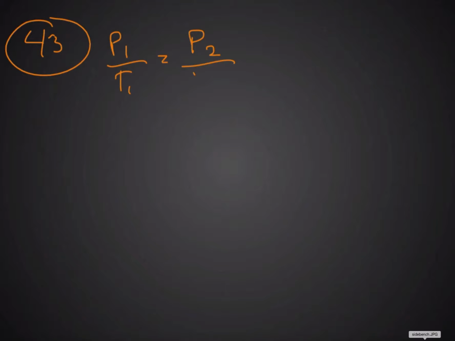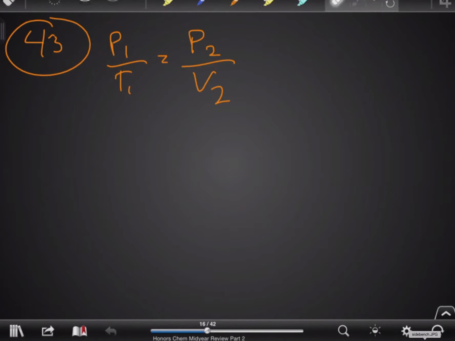Page 234, number 43. We're given a pressure and a temperature, and then told that the temperature goes up, and to find the new pressure. So this is P1 over T1 equals P2 over T2. When we're doing temperature again, always make sure you convert to Kelvin.